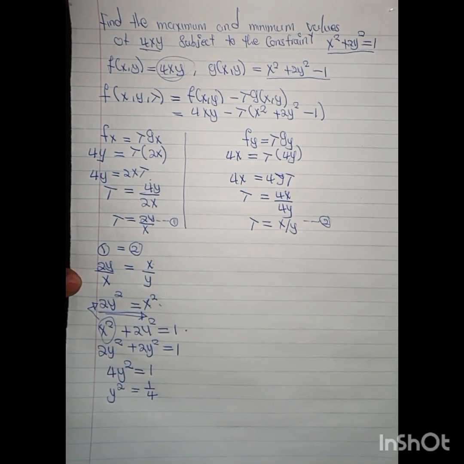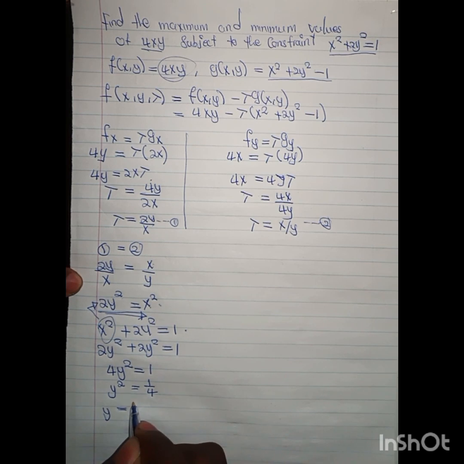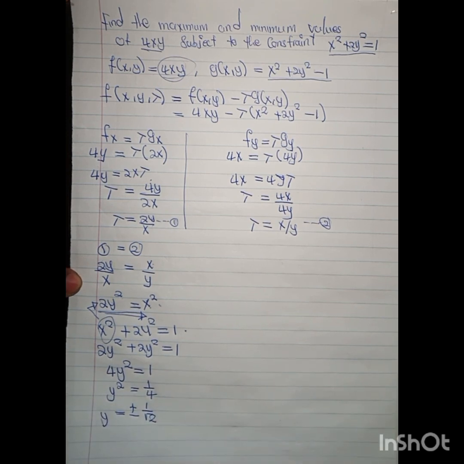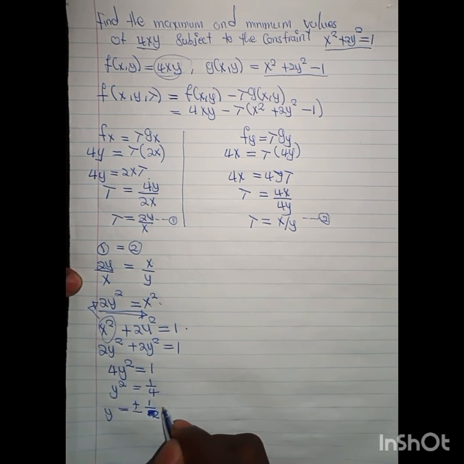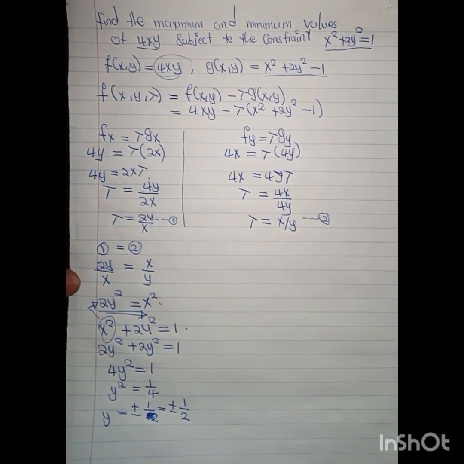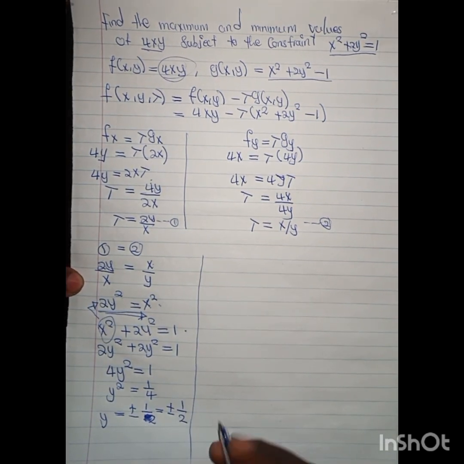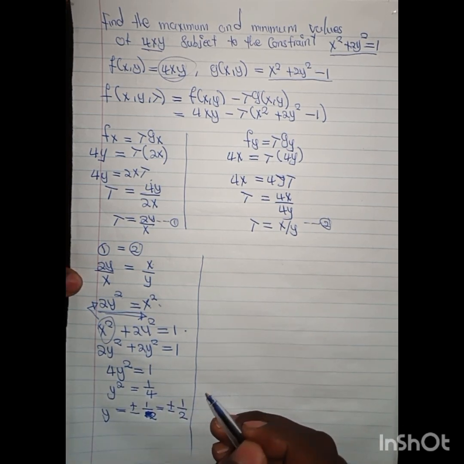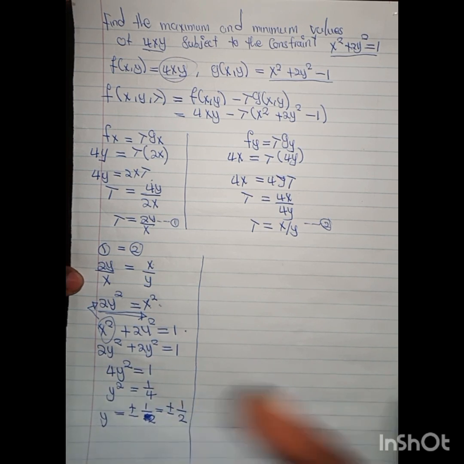And finally we can simply take the square root both sides. It means the value of y is nothing but plus or minus 1 over 2, because the square root of 4 is 2. So this is plus or minus 1 over 2. This is the value of y which we have for now. So if y is plus or minus half, we can find an equation that when we substitute the value of y, then we can find either the value of x or lambda.